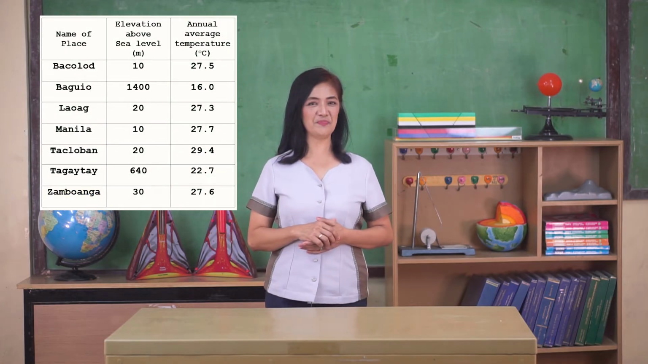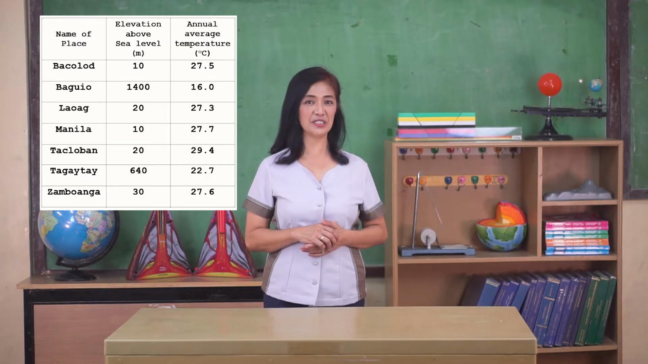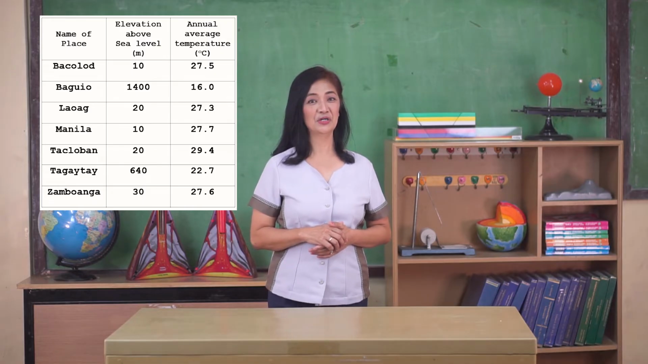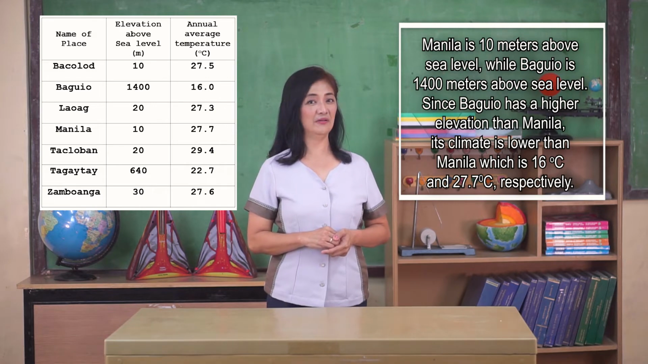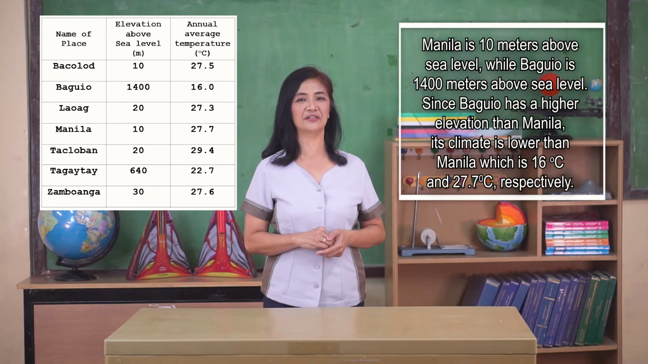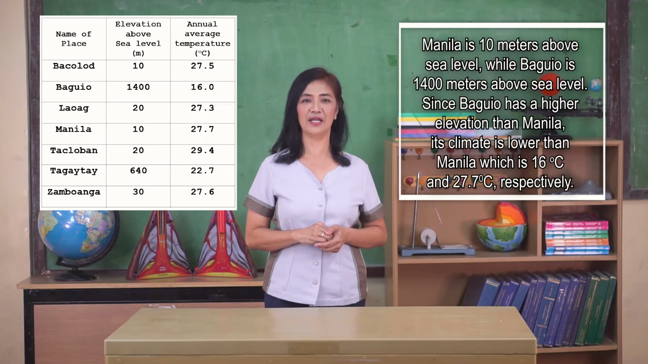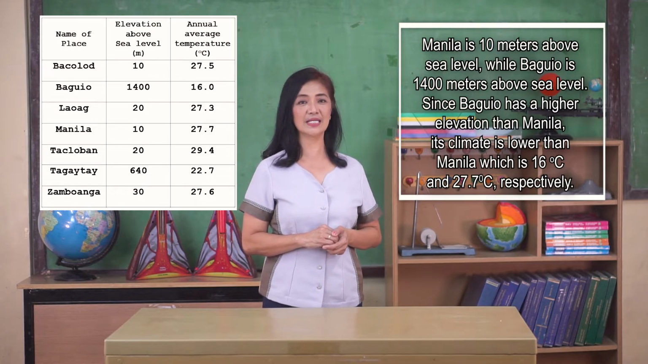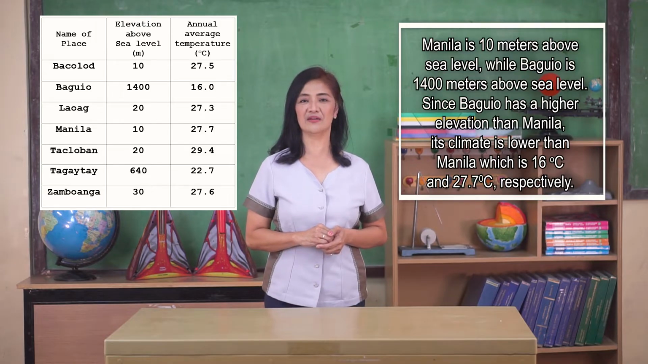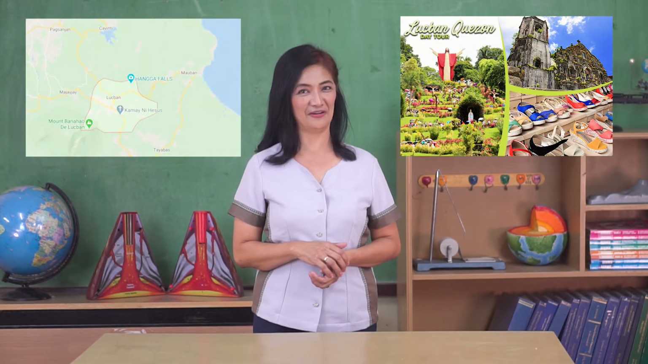What is the elevation of Manila? Baguio. What can you say about their average temperature? Correct! Manila is 10 meters above sea level, while Baguio is 1,400 meters above sea level. Since Baguio has a higher elevation than Manila, its temperature is lower than Manila, which is 16 degrees Celsius and 27.7 degrees Celsius respectively. Can you now understand why Lucban, Quezon is colder than the nearby towns?